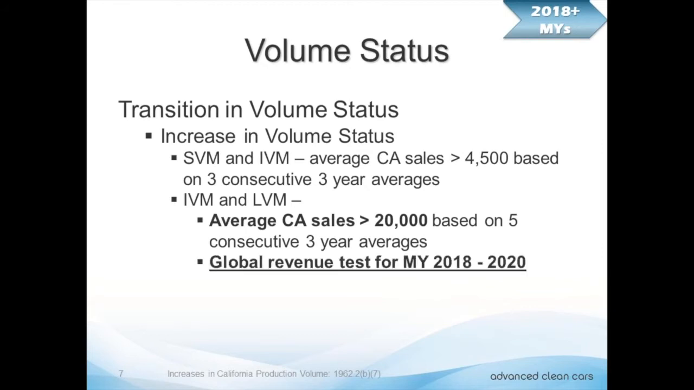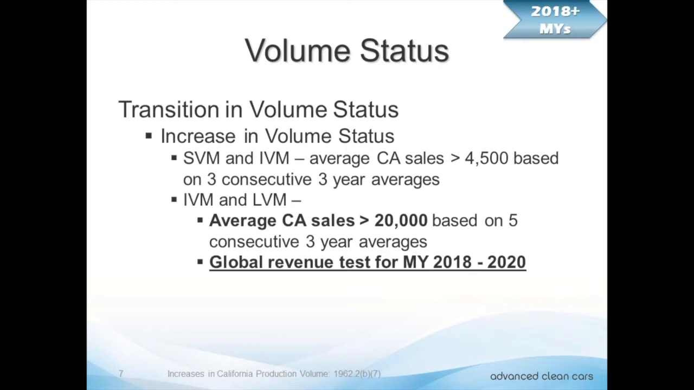In addition, a global revenue test has been added for intermediate volume manufacturers in 2018, 2019, and 2020 model years only. This test allows an intermediate volume manufacturer to exclude 2018, 2019, and 2020 production data over 20,000 from its consecutive count should its global revenue not exceed $40 billion in any of those model years for the purposes of determining its volume status.